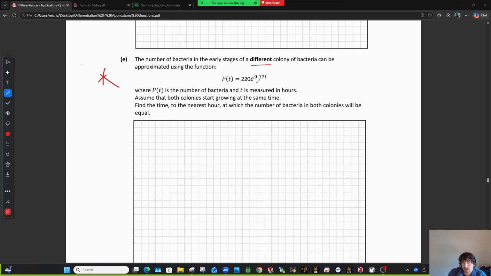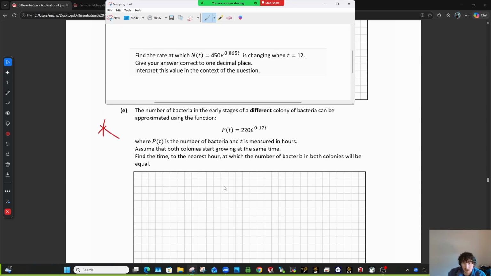Okay, so the number of bacteria in the early stages of a different colony can be approximated by this other exponential, where P at t is bacteria and t is in hours. Assume both colonies start growing at the same time. Find the time when both colonies are the same. So we're going to set the two exponential functions equal to one another, and I'll show you the algebra. This isn't a differentiation question, this is just algebra.